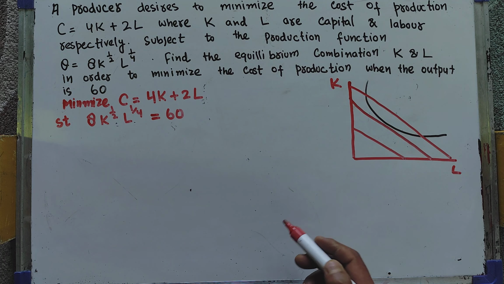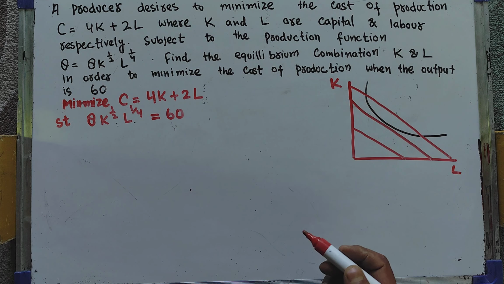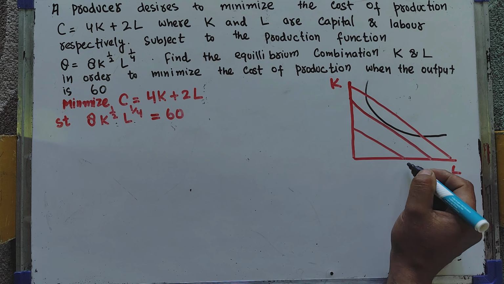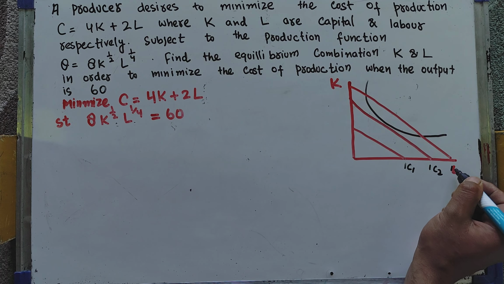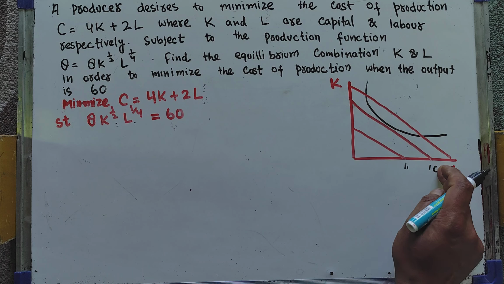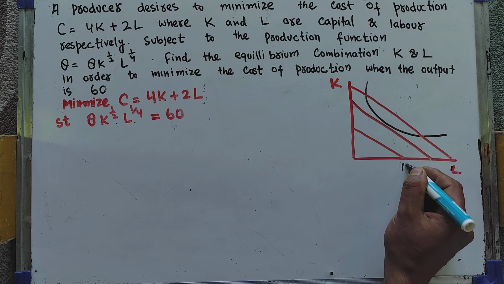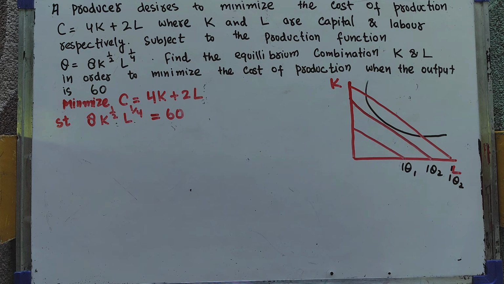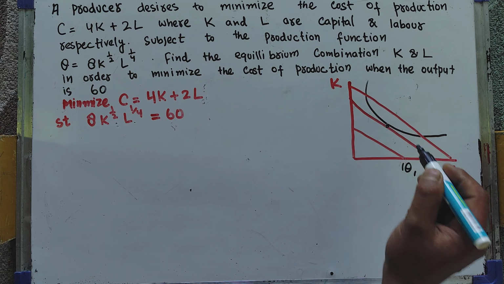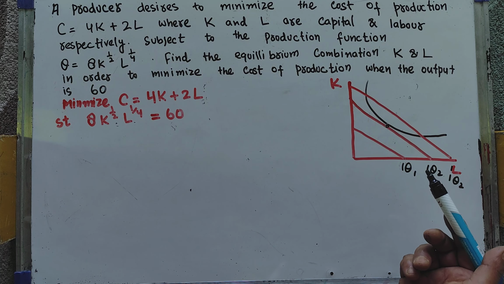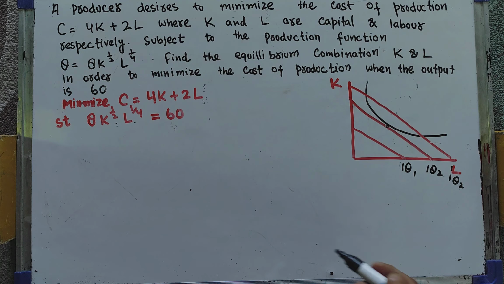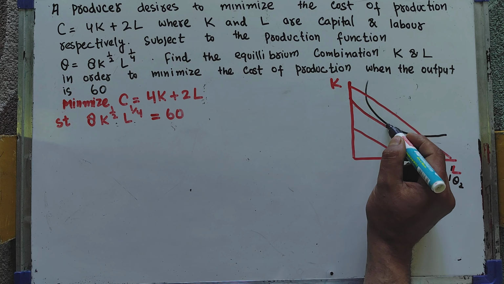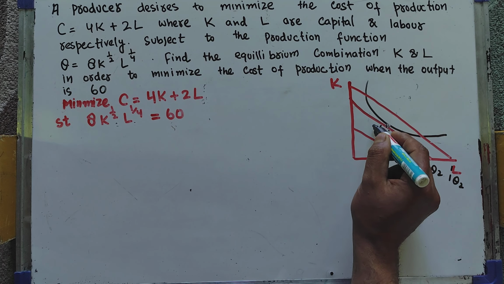So the endeavor is to minimize the cost subject to the given production constraint. So the optimal choice will not be, let us say this is IC1, IC2, rather we don't have the indifference curve here, we have isoquants. Let us say IQ1, IQ2, and IQ3. Now which of these will give us the optimal choice? The optimal choice will lie at a point where the isoquant and isocost lines are tangent to each other. So this point will give us the optimal combination.